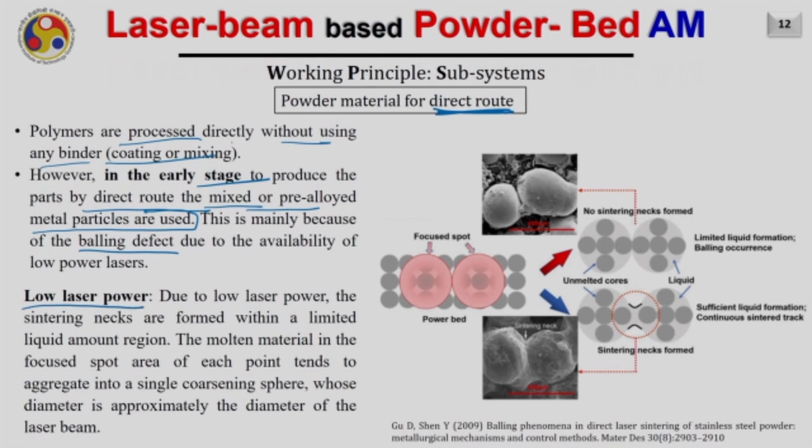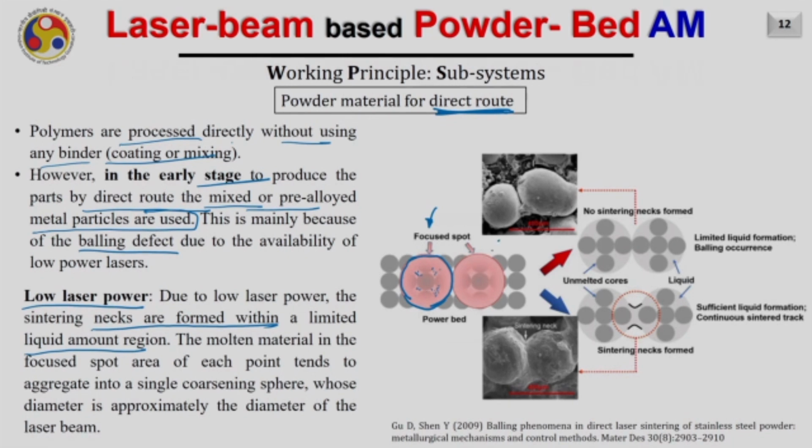Due to low laser power, the sintering necks are formed with a limited liquid amount region. And what is that region? It is nothing but the region where our focused beam spot is. So assume that at an instant, this is the laser beam spot on the bed. Now only in this region, the liquid material will be available.